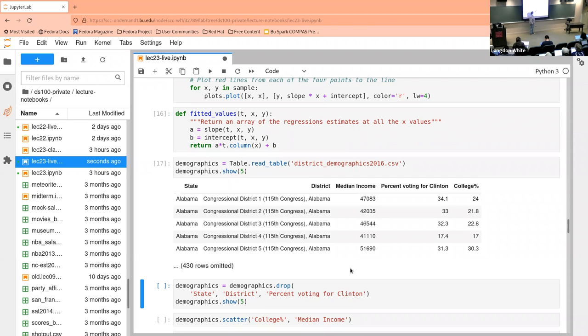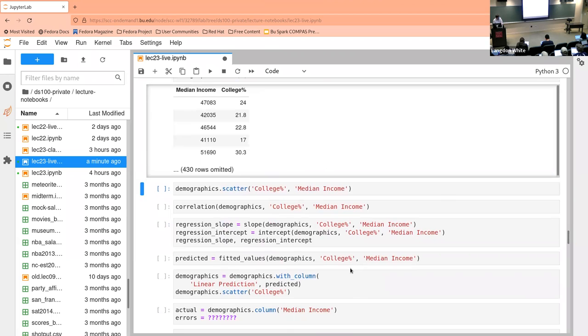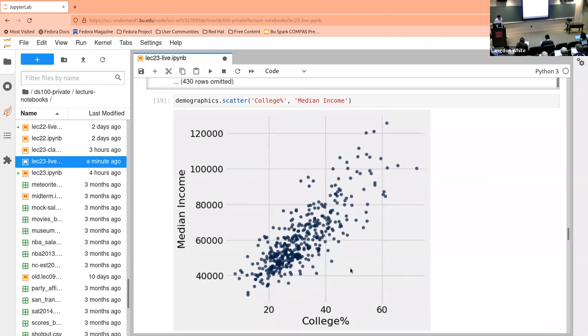And so the median income in this district is $47,000. And this is the percent that voted for Clinton in 2016? Is that right? 16? Yeah. And then the percent of people who graduated from college, okay? So like bachelor's degree. So we're just going to pull out the median income and college percentage because that's what we're going to make some predictions about.